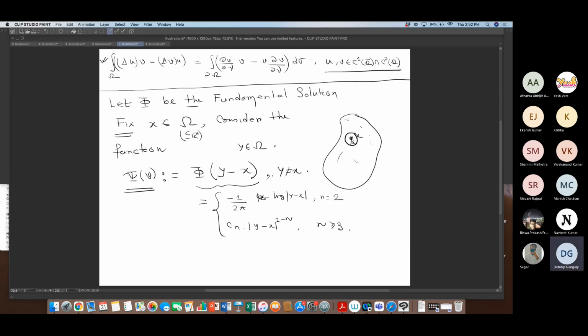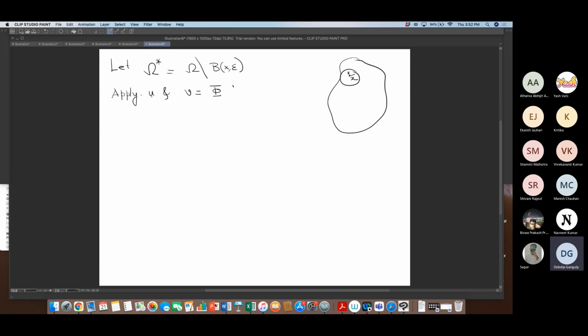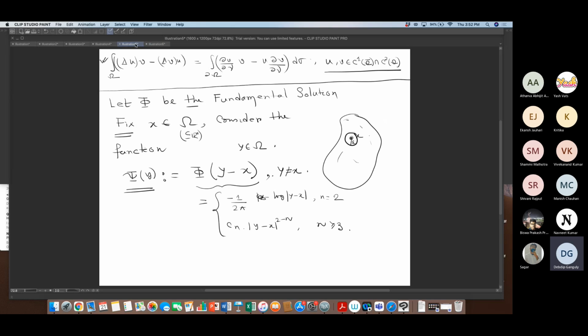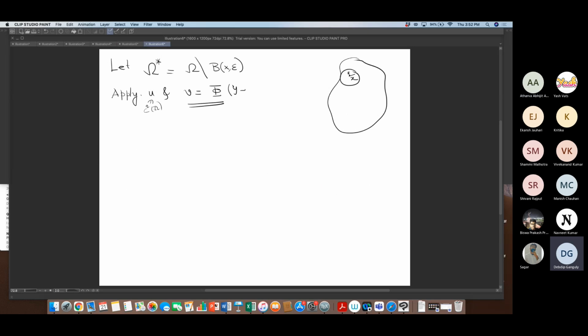For every u, v. So first of all, we have to see whether, of course, I take u to be a C2, very smooth function up to omega closure. Is phi a C1, C2 function? Yes, because our domain is this omega star, outside the ball. So this is a very smooth function if x is not equal to y, and I have taken the epsilon ball out. So in the omega star domain, phi of y is a very nice function. Clear? Is that okay? Yes. It's a very nice function, phi of y minus x.